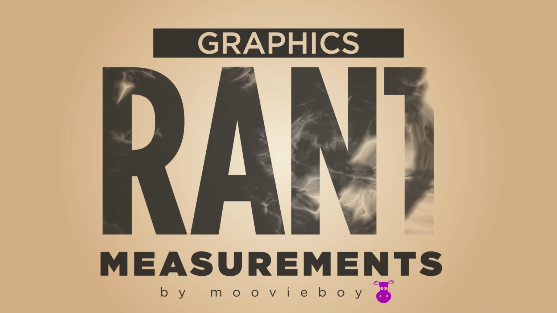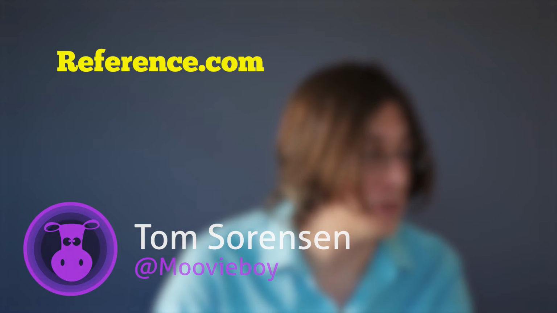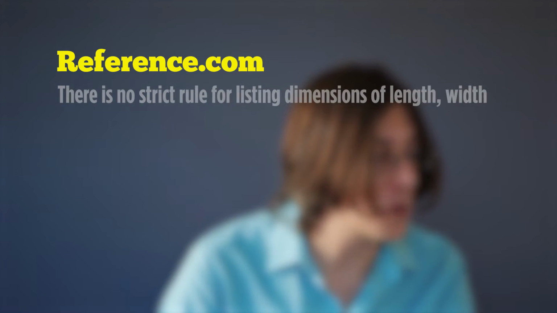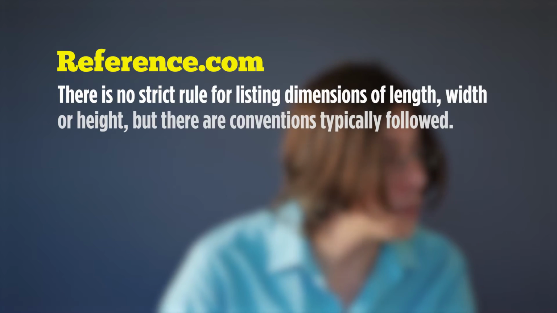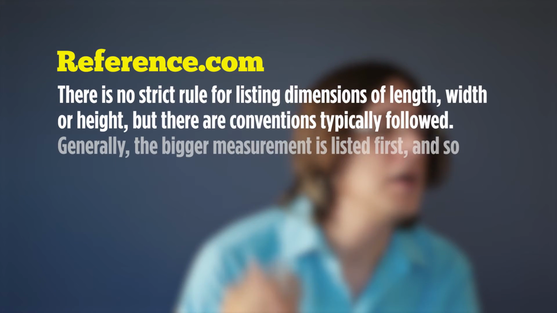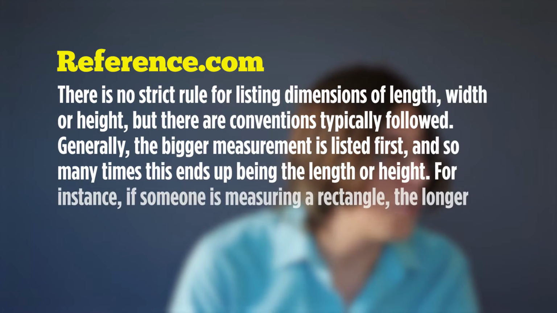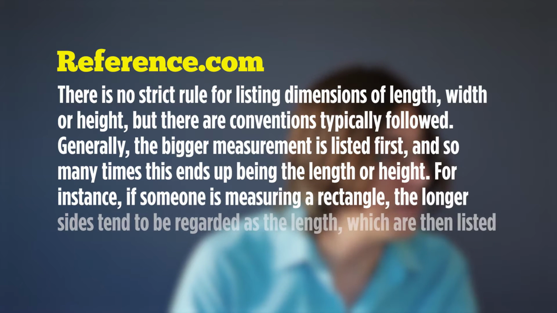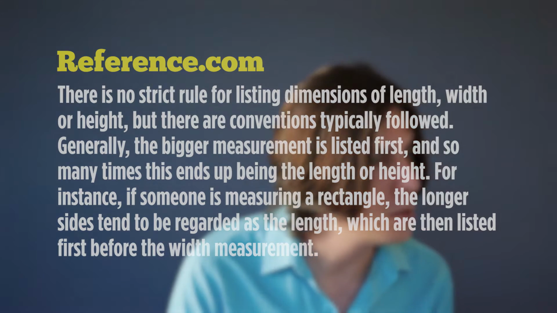Rant Measurements. Reference.com has this to say about dimensions. There is no strict rule for listing dimensions of length, width, or height, but there are conventions typically followed. Generally, the bigger measurement is listed first, and so many times this ends up being the length or height. For instance, if someone is measuring a rectangle, the longer sides tend to be regarded as the length, which are then listed first before the width measurement.